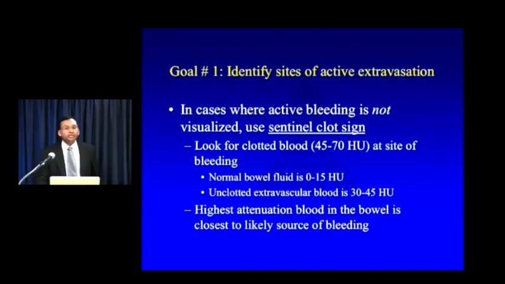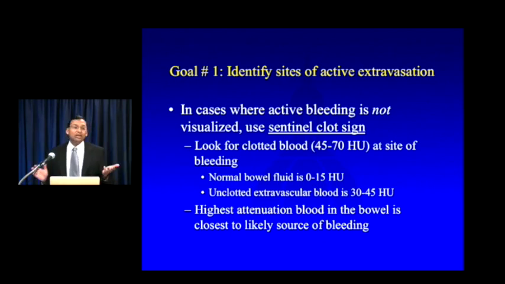Now, there are going to be cases where you're not going to see active extravasation, but you might still be able to, with reasonable certainty, figure out where the bleeding is coming from, and that's using the sentinel clot sign. Now, we all learned about the sentinel clot sign when we were learning about trauma, right? If you have blood around the liver, you have blood around the spleen in the setting of trauma, the highest density blood typically is going to show you where the bleeding is coming from. So if you see the highest density blood around the spleen, even if you don't see a splenic laceration, you've got to be worried that you're dealing with an occult splenic laceration, a splenic injury.